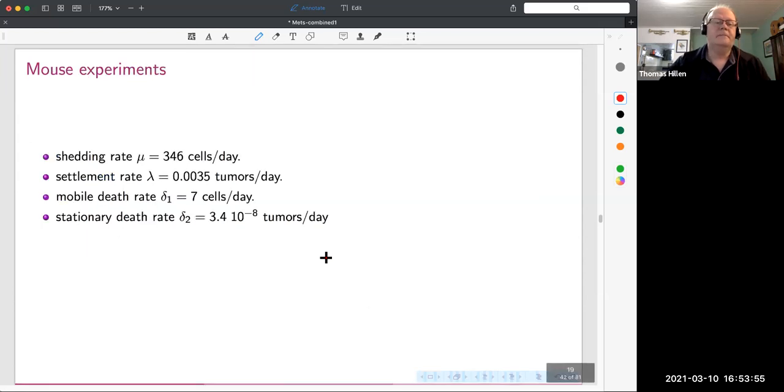Okay. Now, as a final step for this bit, we fit it to real experimental data. And of course, where to look for metastasis data is mice. There are lots of mice experiments done for metastasis. And so here we have the shedding rate, the settlement rate, the mobile death rate, the stationary death rate. All this can be found in the literature. And so we can compute R0.